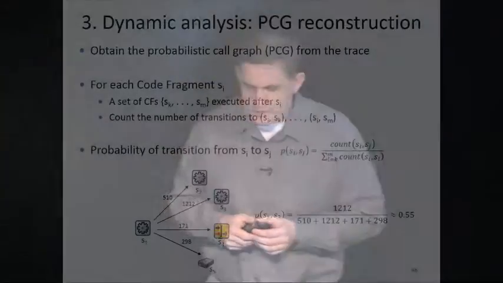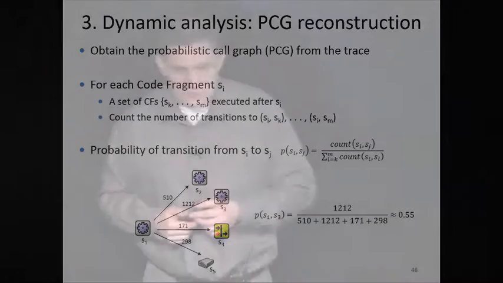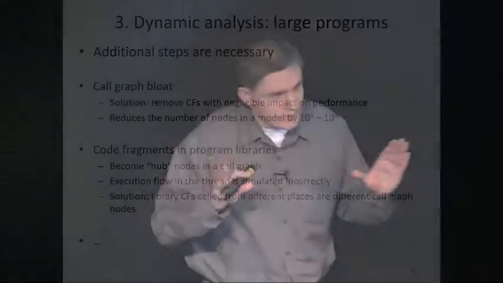One last step that we need to do is to reconstruct the structure of the call graph. We do this by tracking, for example, this particular code fragment S1. We track which code fragments were ever executed in the trace after this particular code fragment. This gives us the structure of the call graph, and by looking at the execution counts, you can infer the probabilities of transition from one code fragment to another, and this gives us the labeling for a call graph, the probabilities. So this was a high-level overview of what we've done.